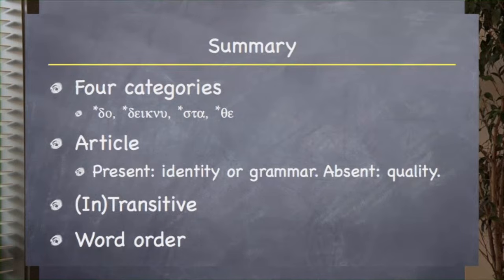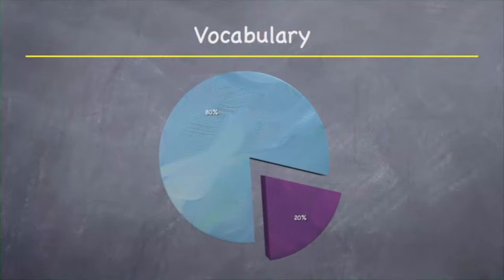When it's present, it's emphasizing identity of some sort, or it's just a grammatical marker. When it's absent, the quality of the noun is being stressed. And we said verbs are either transitive or intransitive, and we talked a bit about word order. Okay, there's some vocabulary to learn in this chapter, but I want you to look at a graph. If you learn the extra vocabulary in chapter 35, you just barely are going to go over the 80% marker.